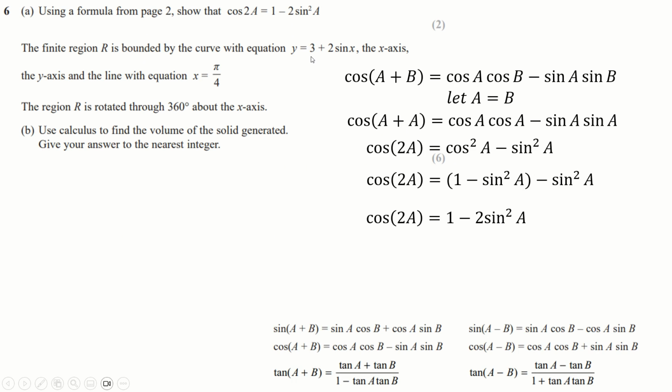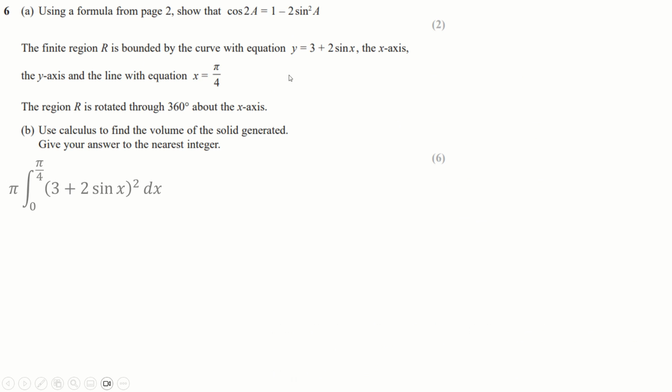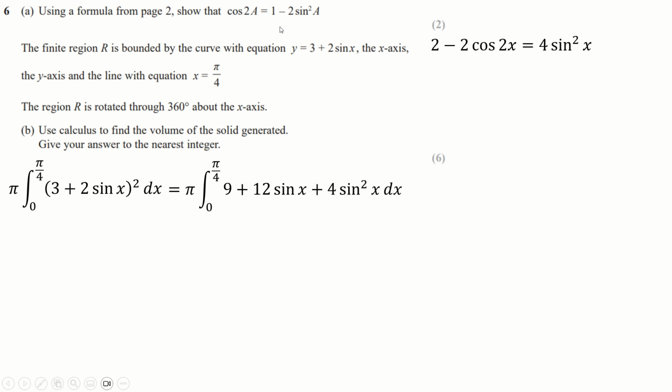And now they want us to integrate this around the x-axis. So the integral around the x-axis is pi times the integral of y squared between the two limits. So this is y, so I'm going to square it and then put pi in the front between the two limits. Expand that out, you get this. This is easy to integrate, this is easy to integrate, this isn't, but this is where I can use this idea. So if you put the 2 sine squared on this side, put the cos 2a on this side, and then double everything, I think you end up with this.